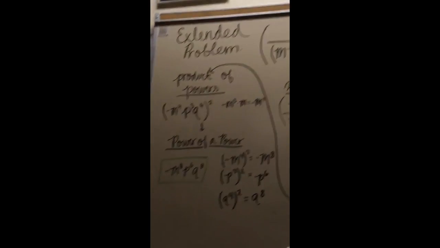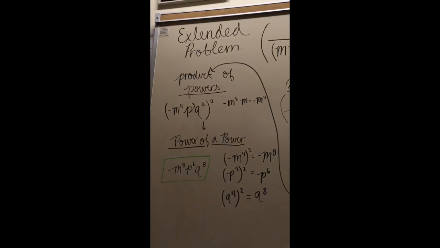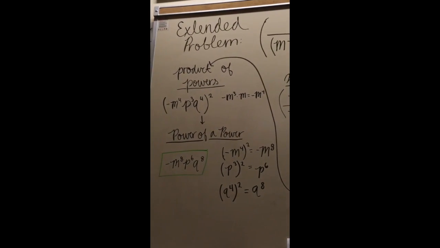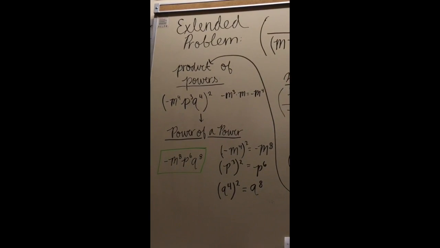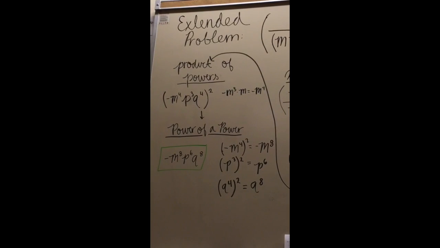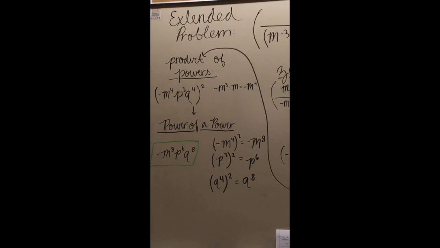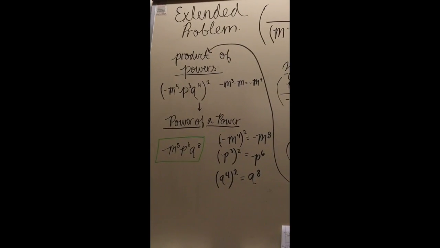Next, we'll move over to the product of powers, which is parentheses negative m to the 4, p to the 3, q to the 4 in parentheses to the 2. And off to the side, we did our math that negative m to the 3 times m would be equal to negative m to the 4. So that's where we got that from.